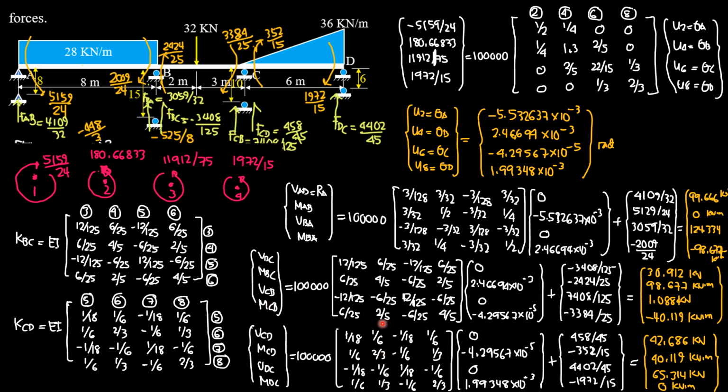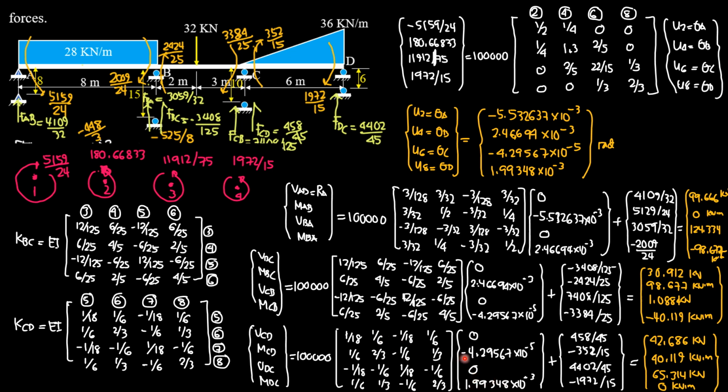Then moment CB: 2 fifths times 2.46694 times 10 to the negative 3 plus 4 fifths times negative 4.29567 times 10 to the negative 5, times 100,000, plus negative 3384 over 25, you will get negative 40.119 kilonewton meter. And finally, for member force CD, MDC is expected 0, of course. Shear CD, 1/6: these are the displacements, delta C 0, theta C, delta D 0, then this is theta D.